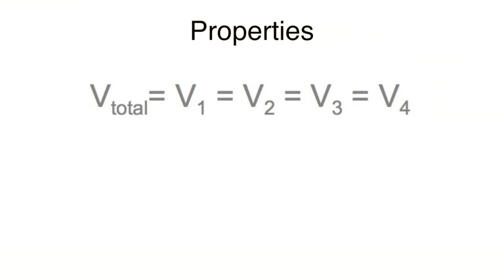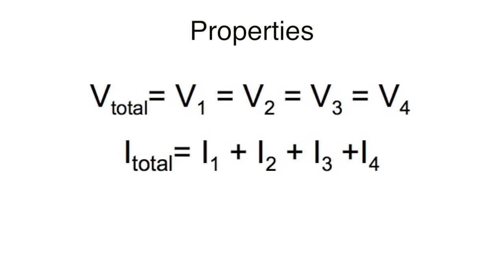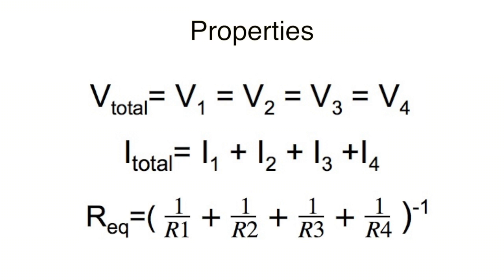Properties. Voltage is the same across each component of the parallel circuit. The sum of the current through each path is equal to the total current from the source. So here's the formula to find the total resistance in a parallel circuit. The total resistance in a parallel circuit is equal to the inverse of the sum of the inverses of all the resistors.